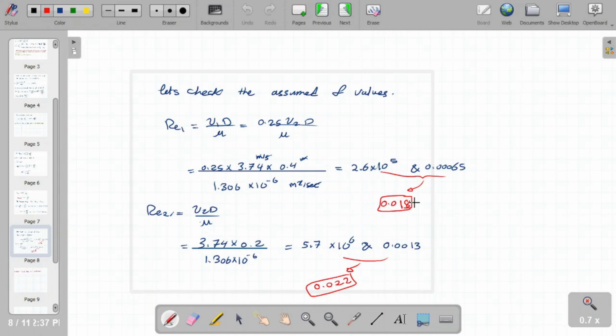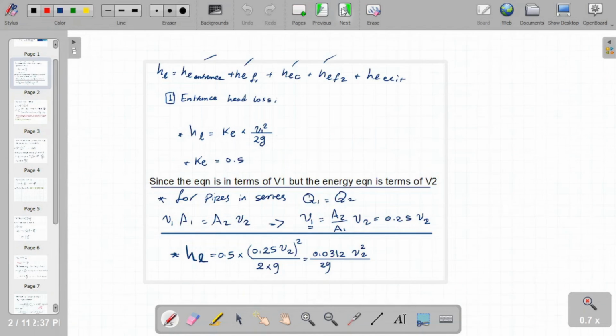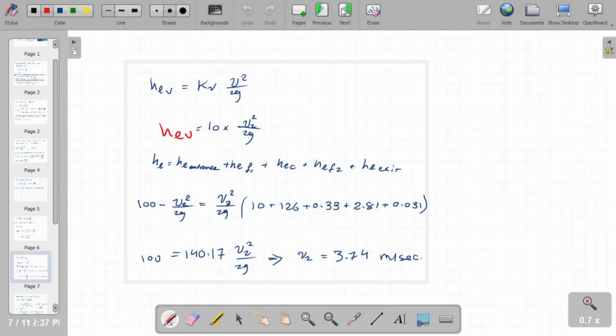And then we can check. So we checked the value, and the Reynolds number came out to be, for the first pipe, 2.6 times 10 to the power 5. And e over D, we already have it. So going back to the Moody chart, we get that the friction is 0.018. So basically the same value that we've assumed for the first pipe, right? We've assumed it in the first pipe to be 0.018, so basically the same value.